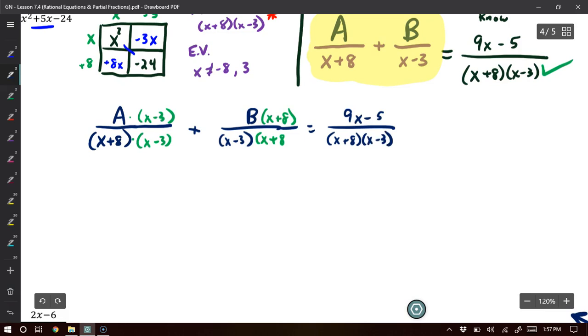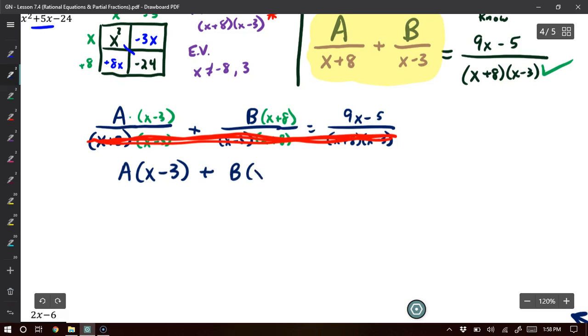So we're kind of following the same steps we did for a rational equation. We're creating it, and we are going to next realize we can cross it out. We don't need it. They all have the same denominator now, so we're not even going to bother to look at that. So I have a times x minus 3, and I'm not going to distribute, b times x plus 8 equals 9x minus 5.